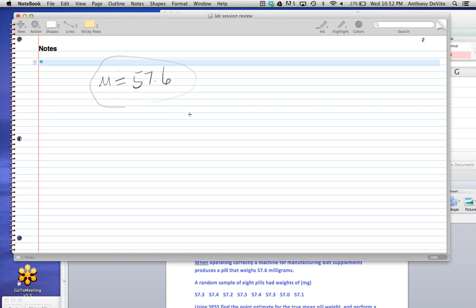For starters, we always start by stating that as if there's no difference between what we sample and what the manufacturer claims. So in other words, our null hypothesis is that mu is equal to 57.6. Our alternative hypothesis, what we're trying to prove, is the opposite of that. In other words, mu does not equal 57.6. That hypothesis is two-sided.